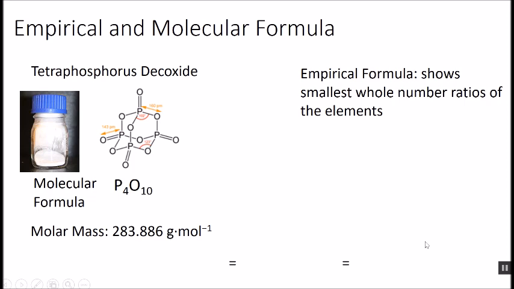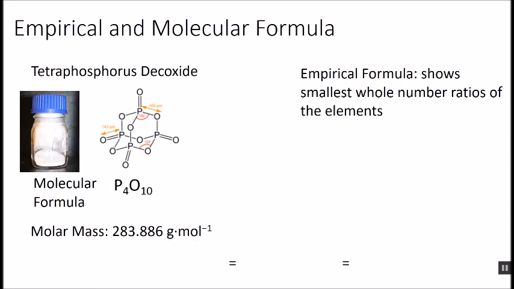Now you might say, great, we got an empirical formula, but there's many cases where an empirical formula is not the same thing as a molecular formula. So let's just think about what the distinction is. If you had this white substance with 4 phosphorus atoms and 10 oxygen atoms, you'd have a molecular formula for it called P4O10, tetraphosphorus decoxide. And if you add up all the 4 phosphoruses and the 10 oxygens, you'd get a molar mass that looks like this, 283.886 grams per mole.